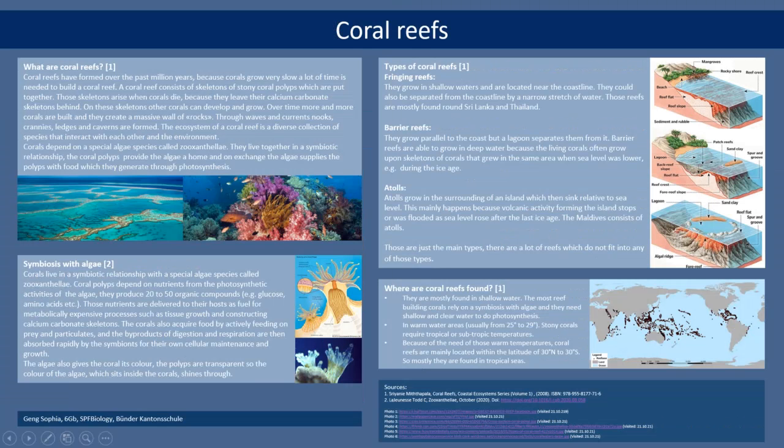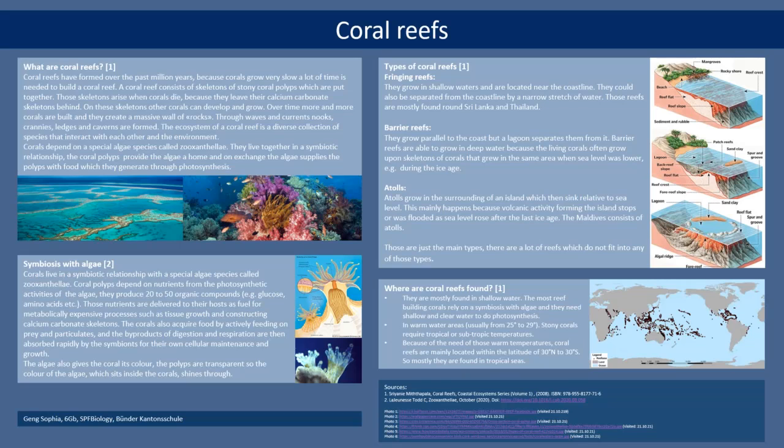So there are 3 types of coral reefs. The fringing reef grows in shallow waters, and they are located near the coastline. They could also be separated from the coastline by a narrow stretch of water. We can find these reefs mostly around Sri Lanka and Thailand.